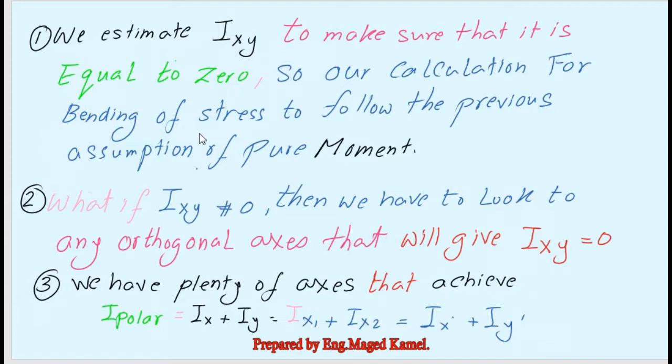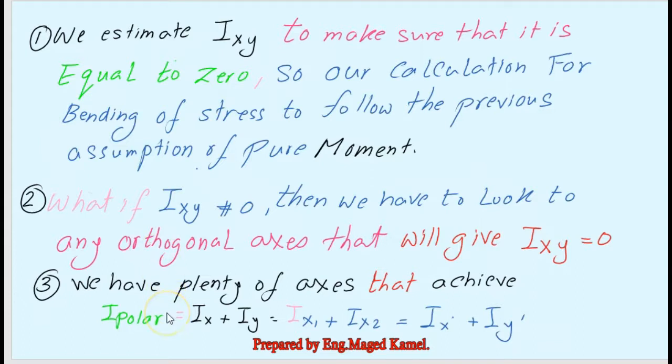This is number one. Number two, the two perpendicular axes should be principal axes, i.e. Ixy should equal 0. When we calculate the Ixy and find it is not equal to 0, then we have to look for an orthogonal axis that will give us Ixy equal to 0.